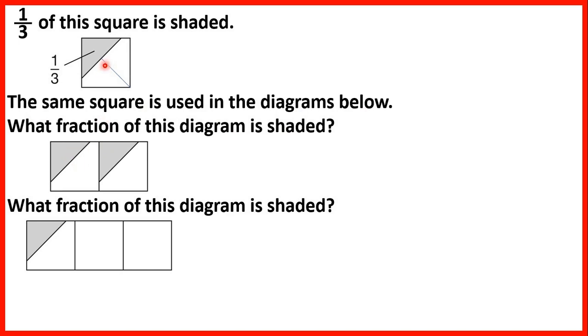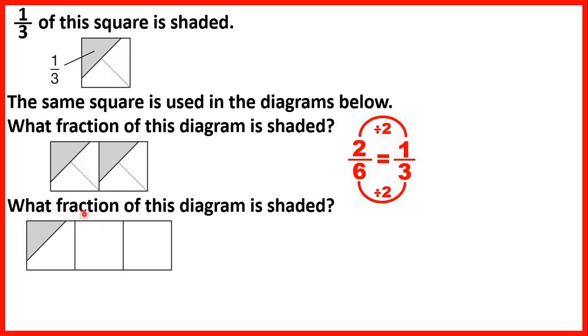Well, if, again, we split each of the squares into 3 pieces, so that we know that this is 1/3 of a square, we can see that we now have 2 pieces shaded and 6 pieces altogether. So we have 2/6, and we can simplify 2/6 by dividing the numerator and denominator by 2, so that tells us that 1/3 of this diagram is shaded.